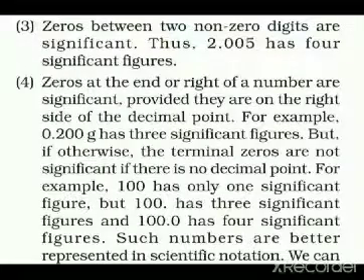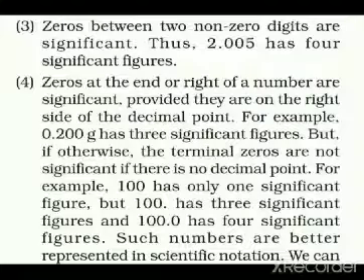Let us now consider the next rule. Zeros between two non-zero digits are significant. For example, consider the number 2.005. In this case, the zeros are placed between two non-zero digits. Such zeros are significant. So this number 2.005 has four significant figures. 2005: all the four digits are significant. Therefore, the number has four significant figures.